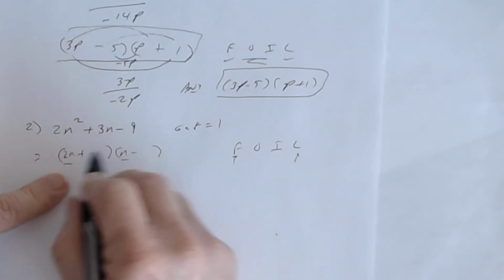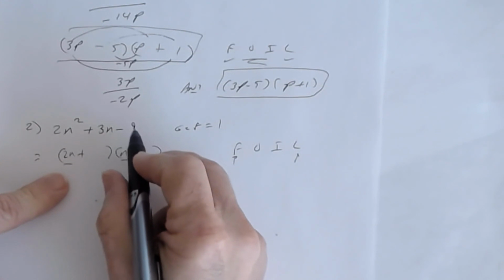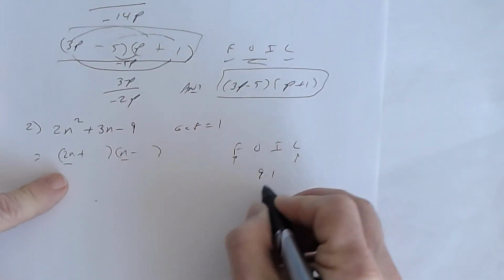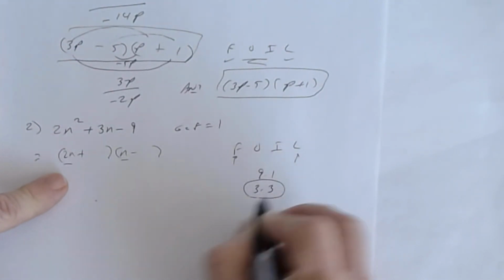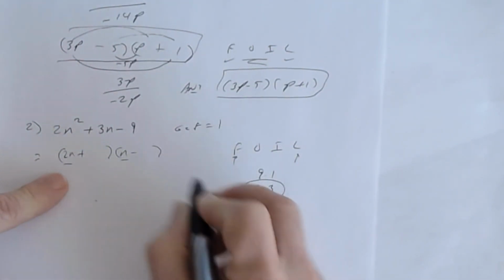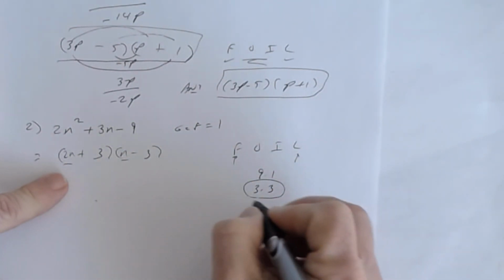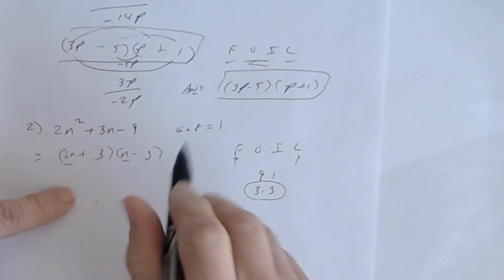If that doesn't work, you switch the signs. Hence the idea of trial and error. Now for 9, there are two possibilities. I want you to think about this. There's 9 times 1, 3 times 3. What I would do first is the 3 times 3. So I'm going to put the 3 here and the 3 here, see if that works. If 3 times 3 doesn't work in here, then we'll do the 9 and 1. But let's try 3 and 3.